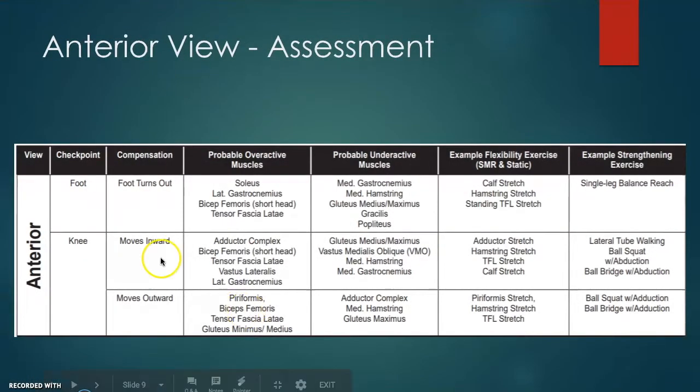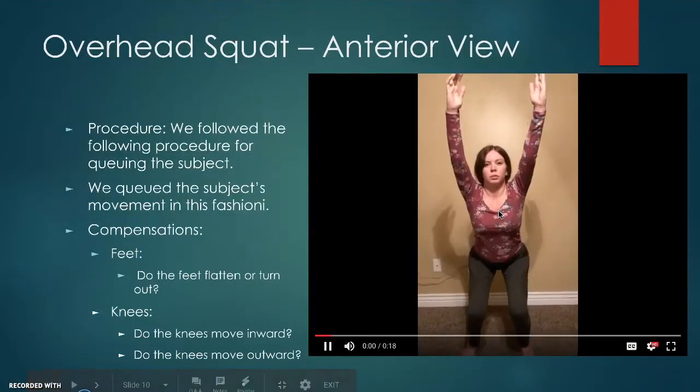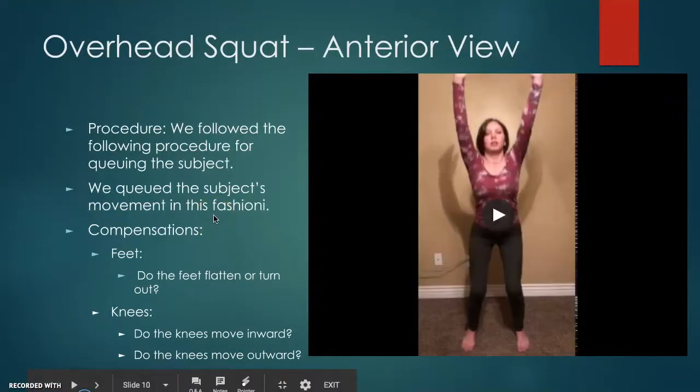From the anterior view, we would expect to see these three compensations if there are muscular imbalances present, which would include feet turning out, knees moving inward, or knees moving outward. As the subject conducts the overhead squat, with our view from the anterior position, we cued our subject by asking that they take off their shoes and stand with their feet shoulder width apart. We asked that they raise their arms overhead with elbows fully extended, squat like they were sitting in a chair, return to the starting position, and repeat this for 5 repetitions.